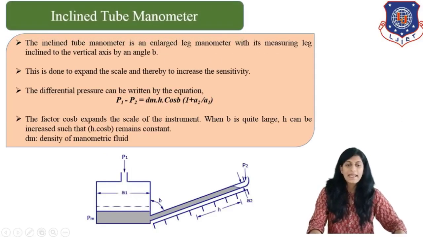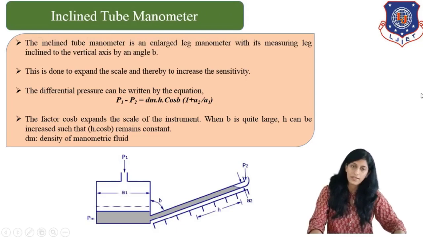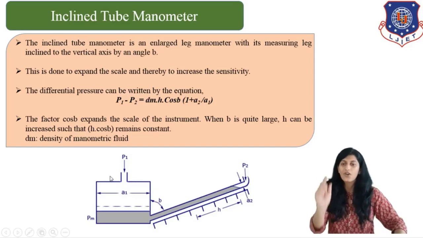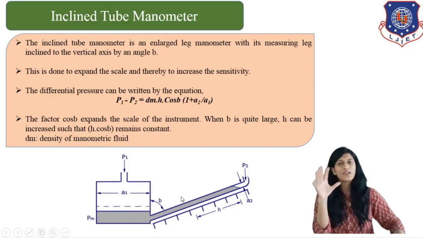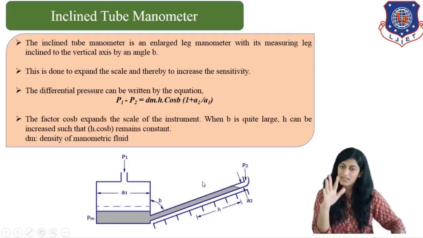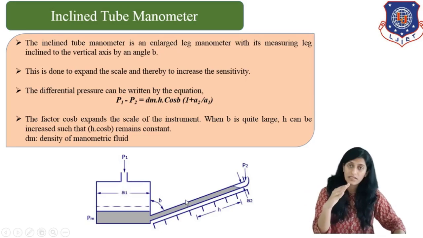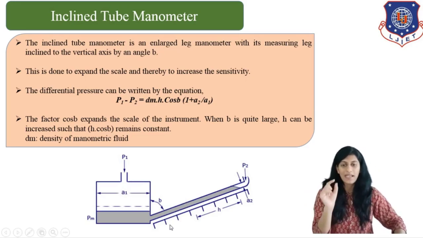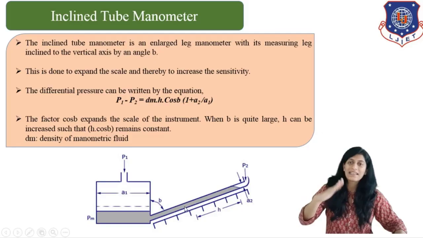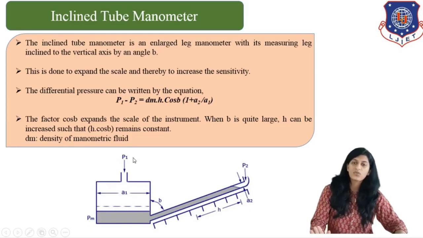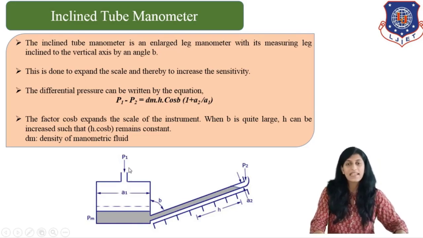Next one is the inclined tube manometer. In the inclined tube manometer, as you can see, again there is a difference in the volume of both limbs, that is, a difference in the area of limb 1 and limb 2. But at the same time, one of the limbs is inclined. The second limb is placed at angle theta with respect to limb 1, and depending on that we do the calculation.